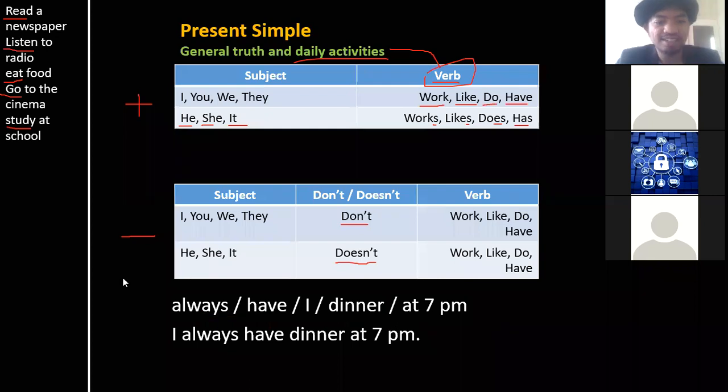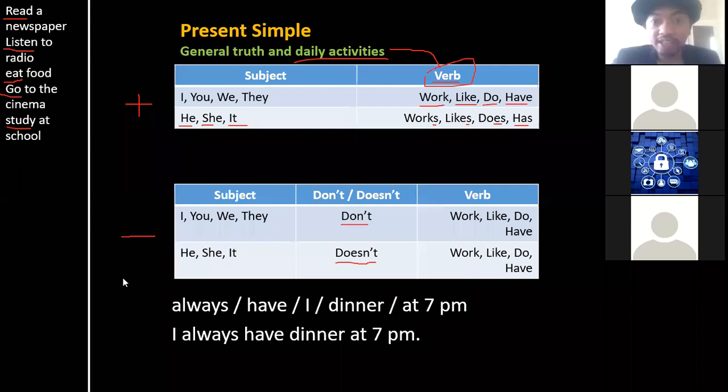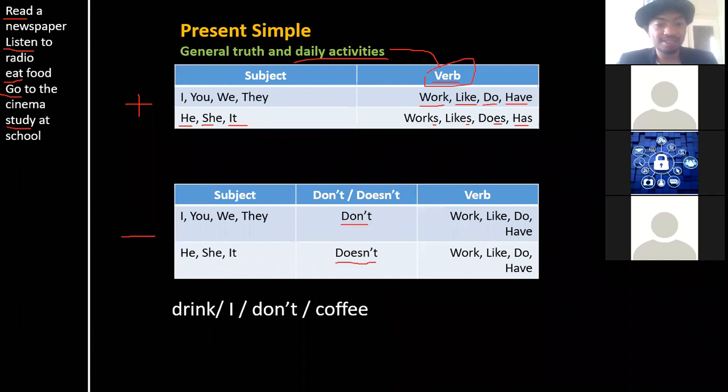Okay. Now let's go. Next question. Write on chat box. This drink I don't coffee. Please write on the chat box. Okay, Atai, right? All right. Okay, Sulaiman, Isa, Elkin, Akenova, Karina. Okay, good job. Good job. The answer is I don't drink coffee. Good. Next.